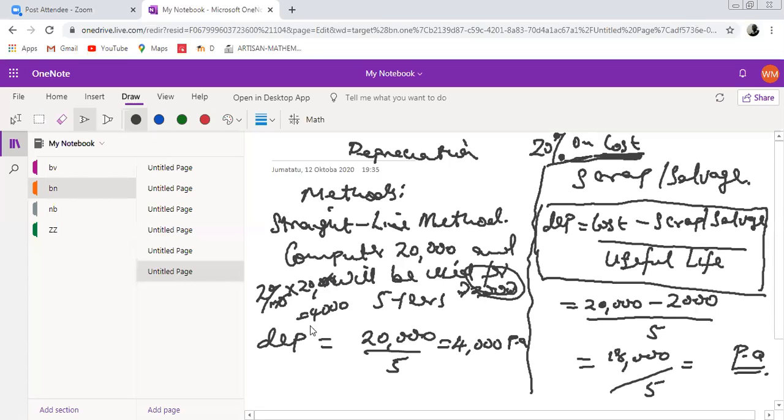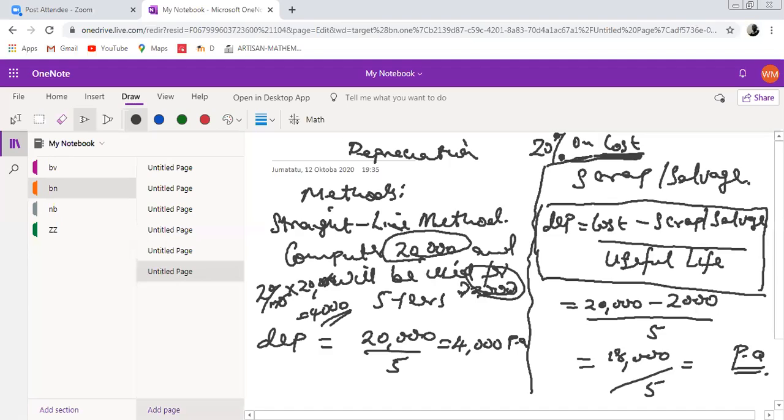You know? So if you are told to calculate when you are given a statement, you use the formula cost minus scrap value over useful life. If there is scrap value, you put it there. If it is not there, you put it 0, and then you divide it by your useful life. If you are given the percentage, it is 20% of the cost. The cost, remember, is the price that was paid to acquire that fixed asset.